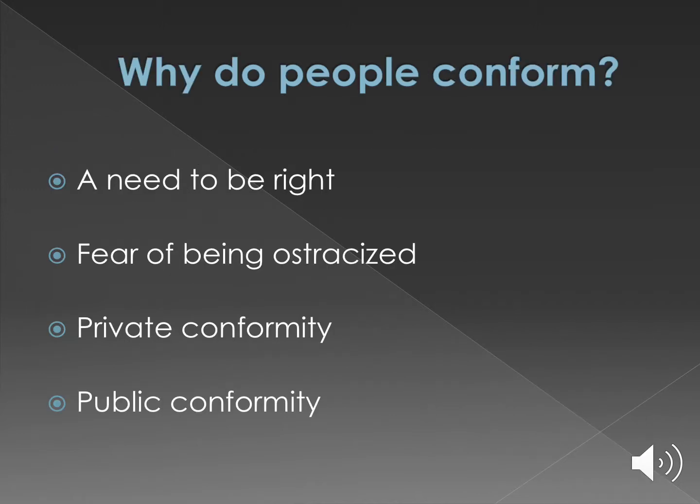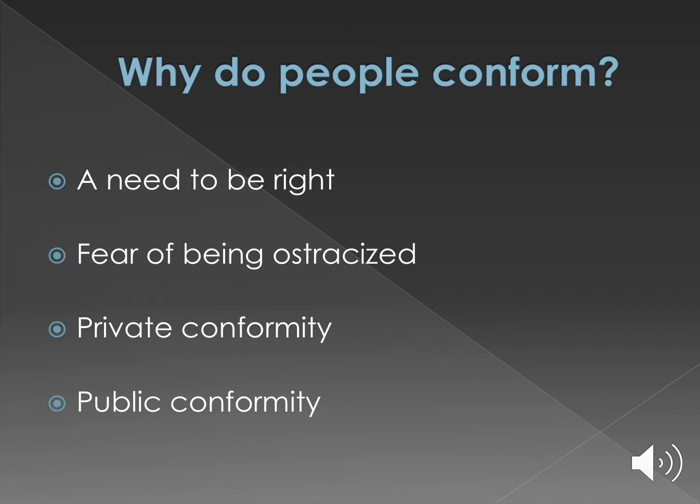So, why do people conform? A need to be right, fear of being ostracized, private conformity, and public conformity. Kaysen and others state that people conform because they want to make a good and accurate judgment of reality and assume that when others agree on something, they must be right. So this is that innate feeling that we get of always being right.